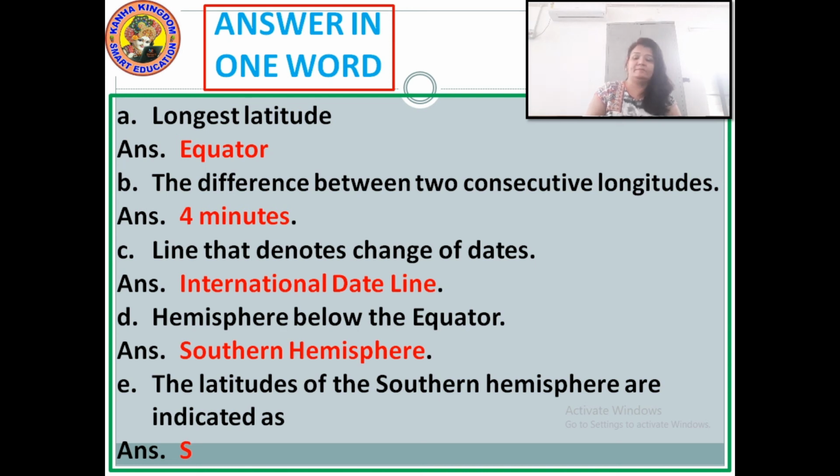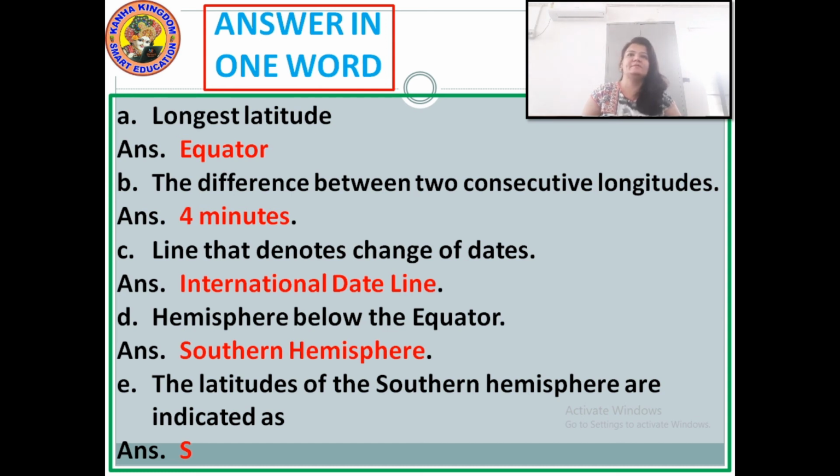Next, the difference between two consecutive longitudes. What is the answer? The difference between two consecutive longitudes is 4 minutes.